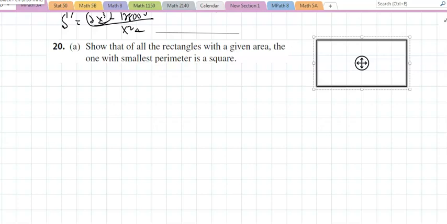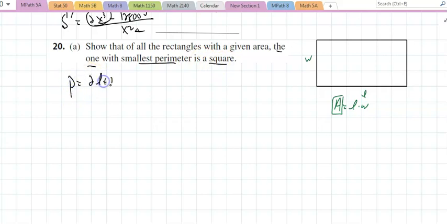Next problem up is number 20, and it follows in the trend of what we did already, again with another minor exception. Show that of all rectangles with a given area, where the area of a rectangle is length times width, that's the width, that's the width. Show that if you're given the area, if this happened to be a number, they're not going to tell you what that number is, the one with the smallest perimeter is a square. The perimeter is 2L plus 2W.